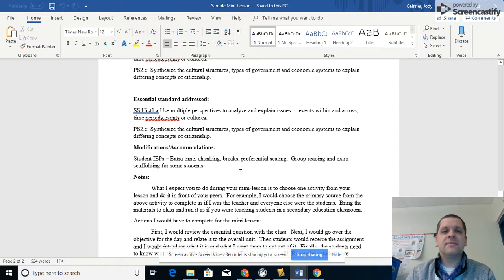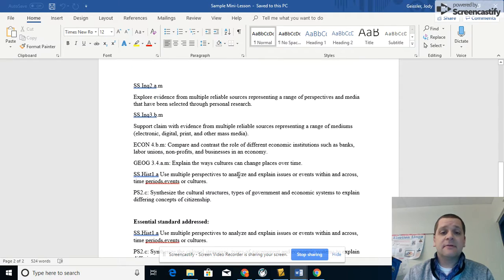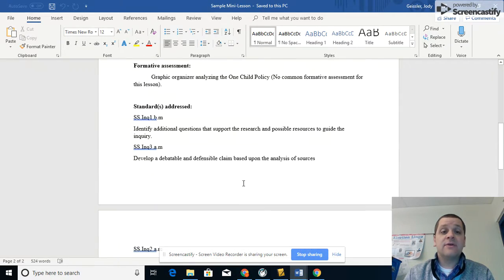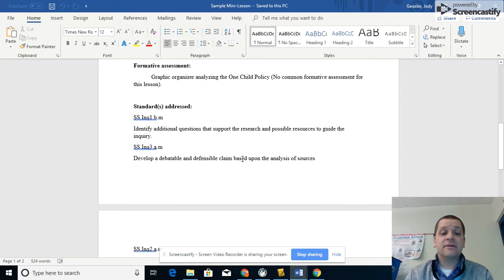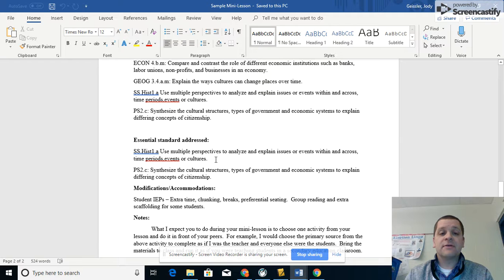So really my point of doing this is for you to be thinking about these things. What I'm going to emphasize is that you have your essential standards and unit title first. Do that first, then think of a lesson that can support that. In this case, I chose the one-child policy as an example to support my essentials down here: multiple perspectives, looking at different types of government, and synthesizing cultural structures.